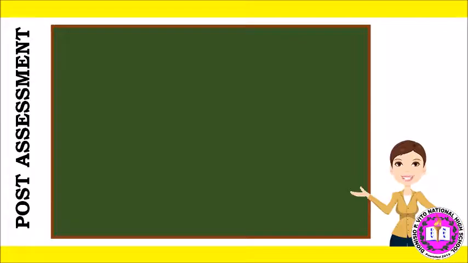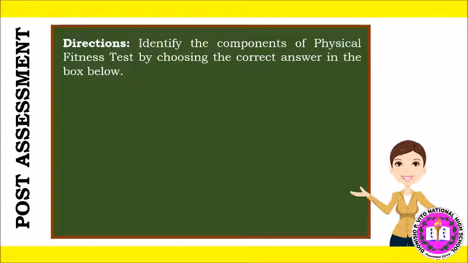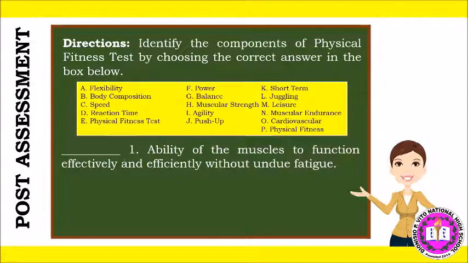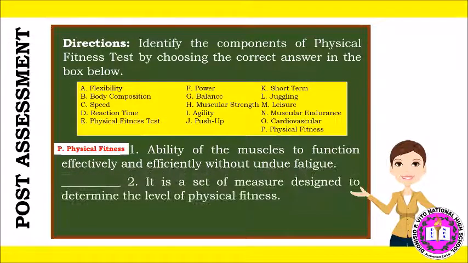Now, let's find out if you have learned something from our lesson. Let's move on to the post assessment. Identify the components of physical fitness test by choosing the correct answer in the box below. Number 1. Ability of the muscles to function effectively and efficiently without undue fatigue. The answer is physical fitness. Number 2. It is a set of measures designed to determine the level of physical fitness. The answer is physical fitness test.